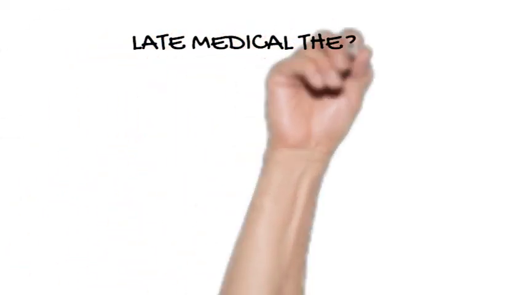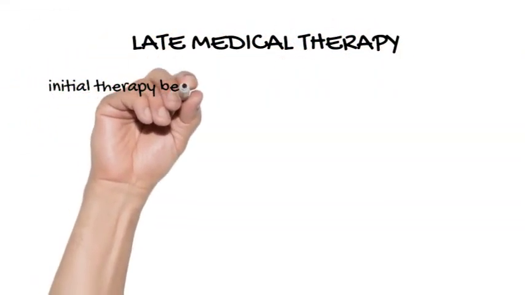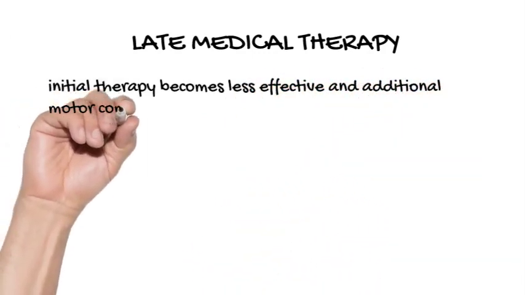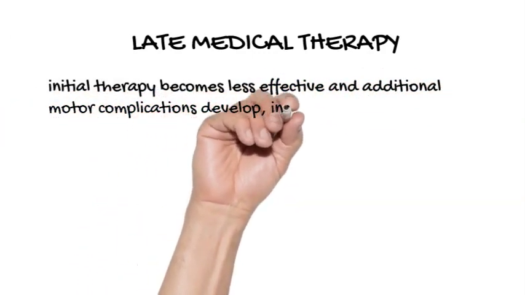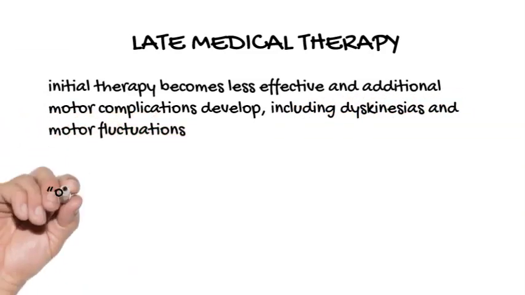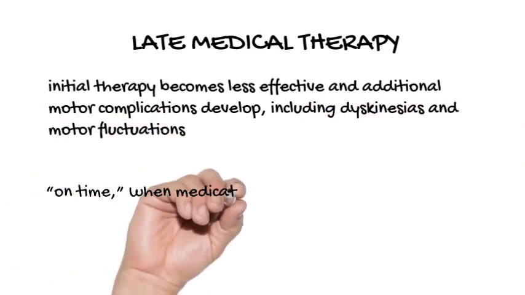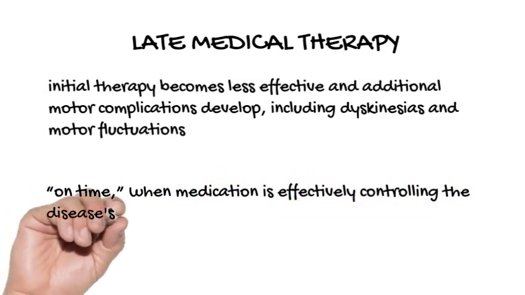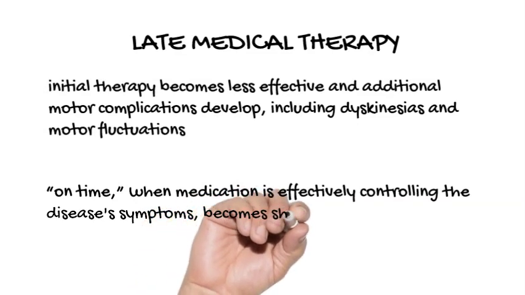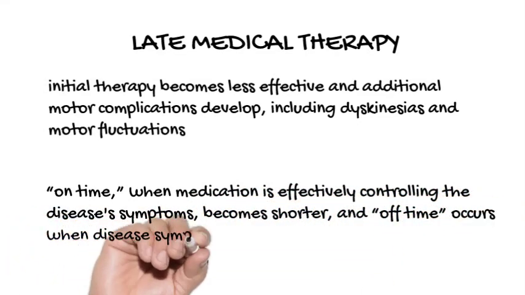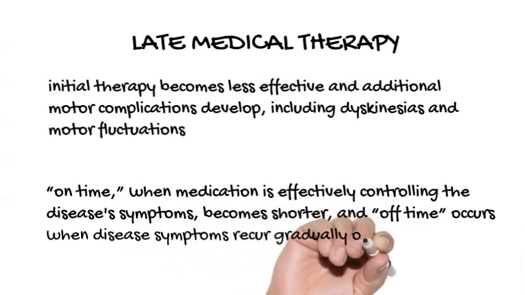Late medical therapy. As Parkinson disease progresses, initial therapy becomes less effective and additional motor complications develop, including dyskinesias and motor fluctuations. The patient's on time, when medication is effectively controlling the disease's symptoms, becomes shorter, and off time occurs when disease symptoms recur gradually or abruptly. These complications impair function and quality of life.